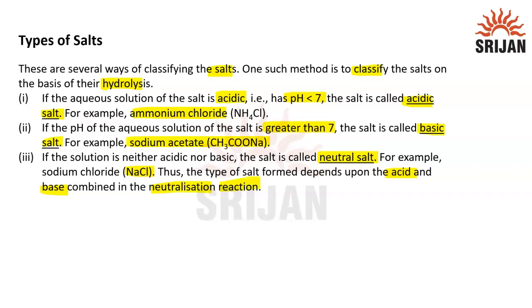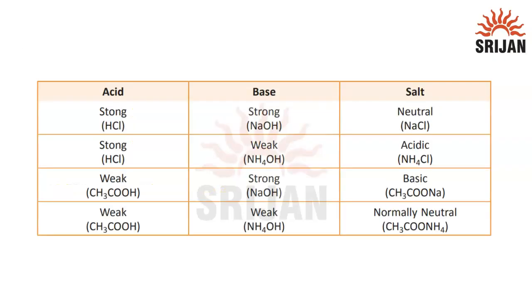Whether the reaction is between a strong acid and a strong base, between a strong base and a weak acid, or between a strong acid and a weak base, it depends upon the types of acid and base being combined in the reaction. So HCl is a strong acid, and NaOH is again a strong base. They form a neutral salt, which is NaCl.